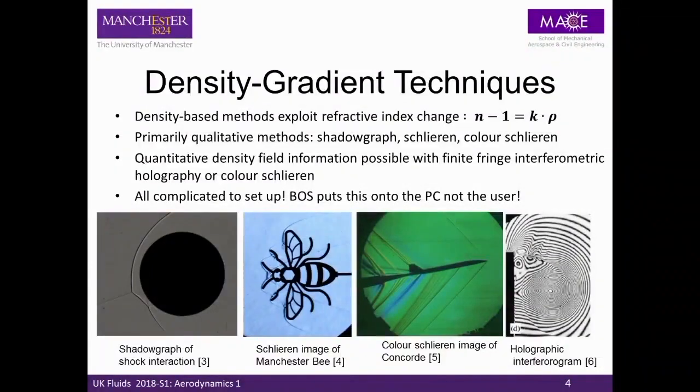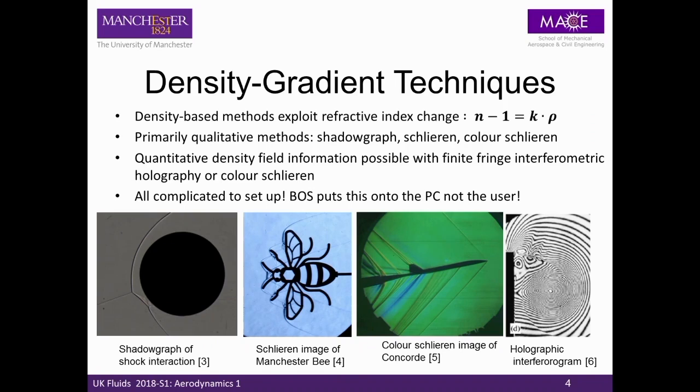So in terms of density gradient techniques themselves, the images along the bottom go in terms of complexity of setting up the technique. Density gradient methods exploit the refractive index change that you have in compressible media. This is great for compressible flows because we can look at it without having to put anything in there and disrupting the flow. Primarily they're qualitative methods, so things like Shadowgraph and Schlieren, which are the first two images, are really good at showing you what's happening around your model.